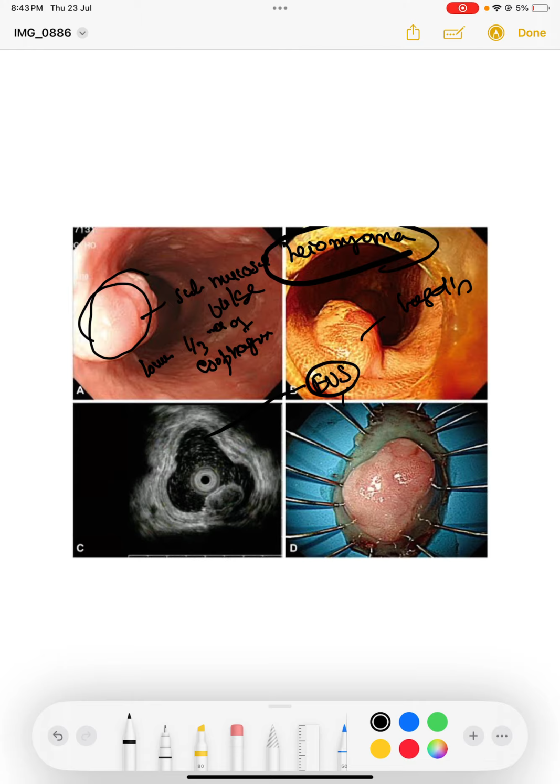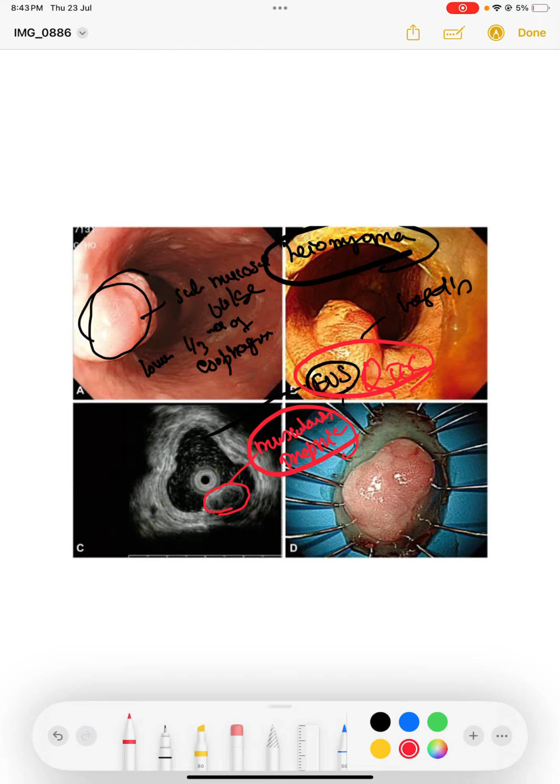This image is very important and could be the investigation of choice. That is your endo ultrasound, where you can see the bulge that is arising from your muscularis propria. Only on endo ultrasound you can tell the submucosal bulge is arising from which layer. So the investigation of choice will be your endo ultrasound.